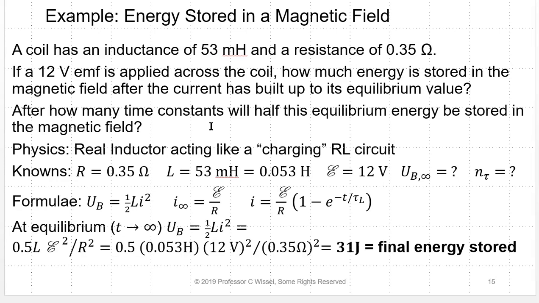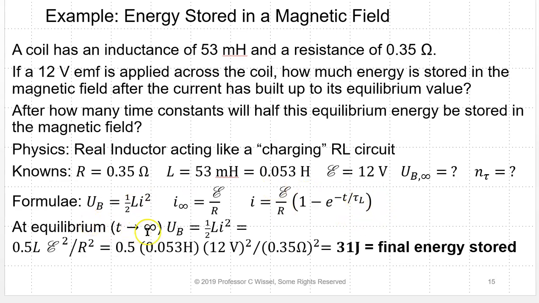So this is a real inductor, and it's a building up circuit, so it acts like a charging RL circuit. We write down our knowns. R equals 0.35 ohms, L equals 53 millihenries. Convert that to SI, 0.053 henries. EMF is 12 volts. We need to know U_B at infinity and how many time constants it's going to take. So U_B equals 1/2 L I squared. I at infinity equals E over R. And we also know that I equals E over R times the quantity 1 minus the exponent minus T over tau L, and we're going to need this on the next page.